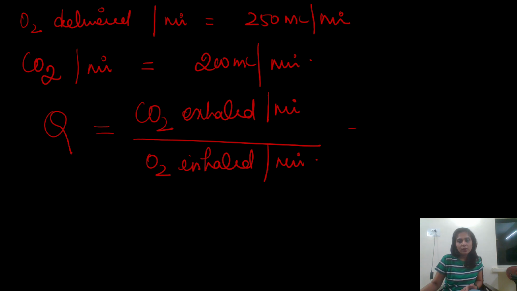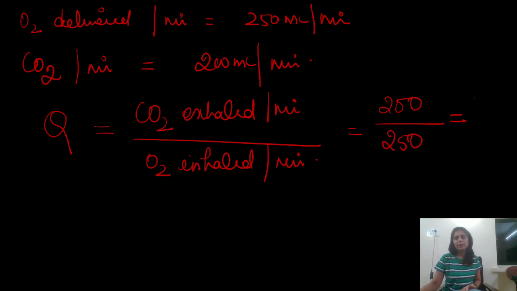And if you calculate it, carbon dioxide exhaled per minute is 200 ml. Oxygen inhaled per minute is 250 ml. So 200 by 250 would be 0.8. So if a person is on a mixed balanced diet at rest, what is the respiratory quotient? It is 0.8. Have you understood it so far? So that's about respiratory quotient.